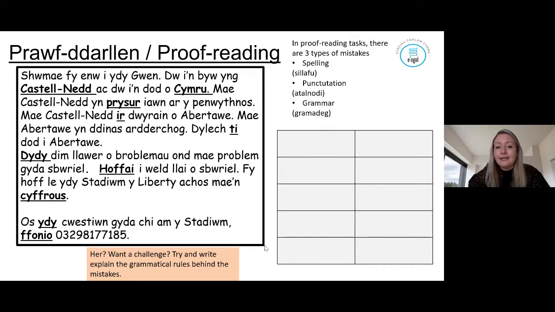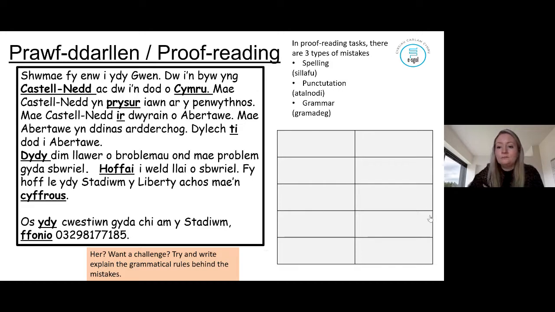Dwi'n byw yng Nghastellnydd, that needs a treiglad trwynol, a nasal mutation. So change the C. I live in, the "in" there, if you're saying I live in somewhere, causes a nasal mutation. Dwi'n dod o Cymru, where we had that on the other page. Castellnydd yn prysur iawn. Now, if an adjective follows yn, you need a soft mutation. So think about that.